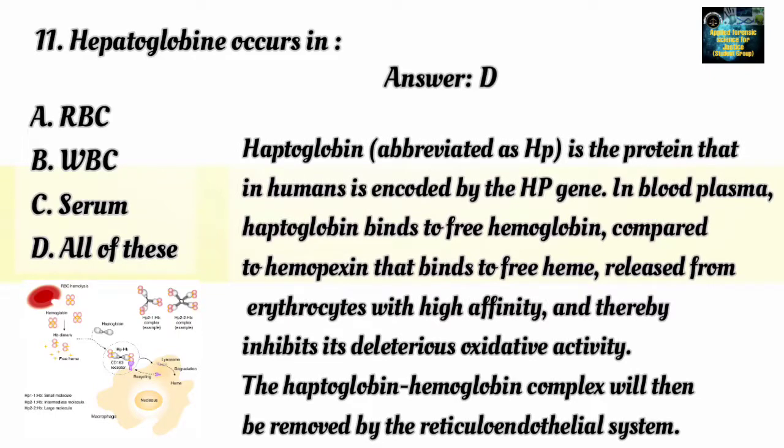Haptoglobin, abbreviated as HP, is the protein that in humans is encoded by the HP gene. In blood plasma, haptoglobin binds to free hemoglobin, compared to hemopexin that binds to free heme released from erythrocytes, with high affinity and thereby inhibits its deleterious oxidative activity. The haptoglobin-hemoglobin complex will then be removed by the reticuloendothelial system.